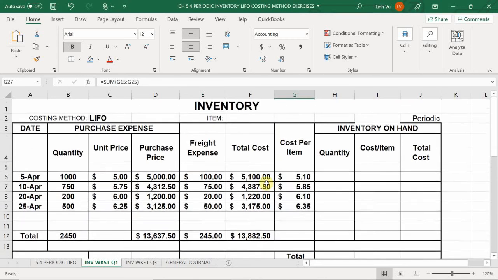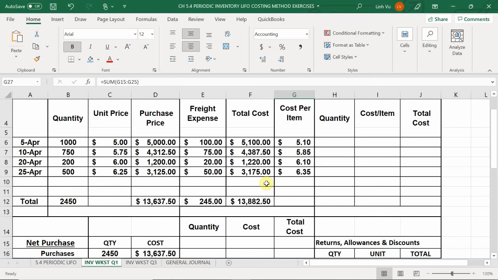So let's take a look at our batches of inventory. Since we are using the LIFO method, meaning last in are first to go, which batch of inventory are we going to sell first?